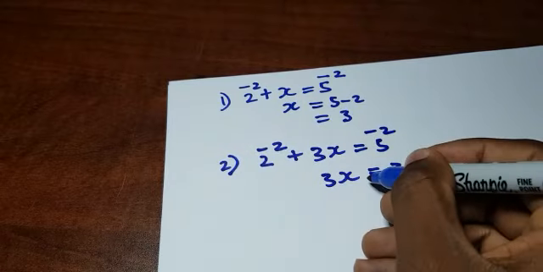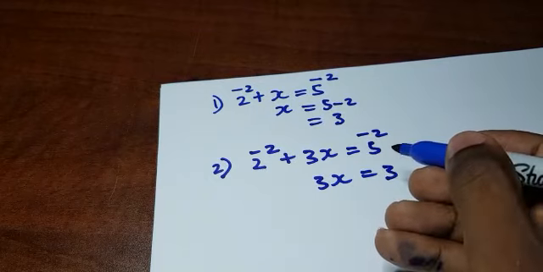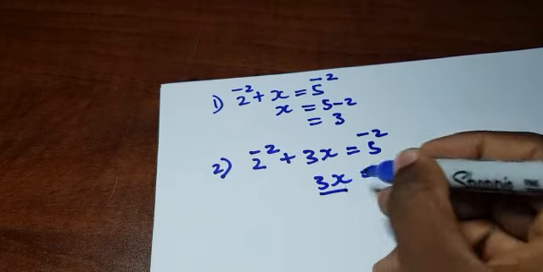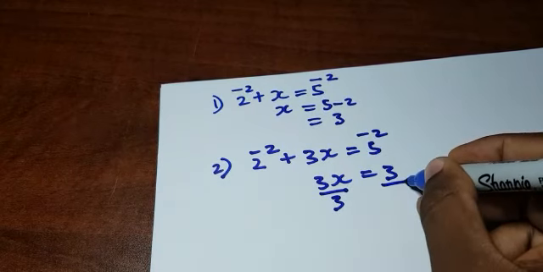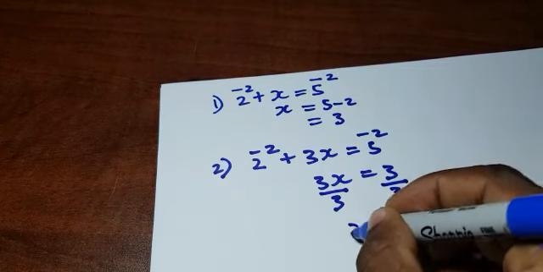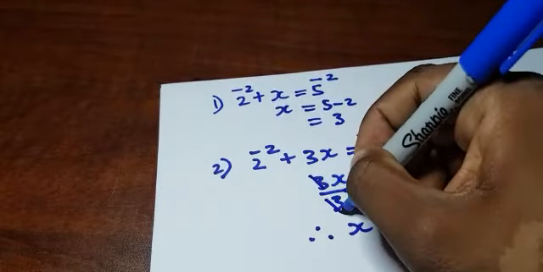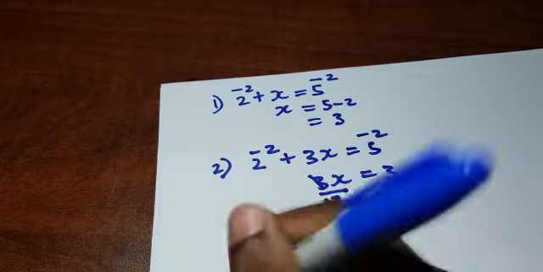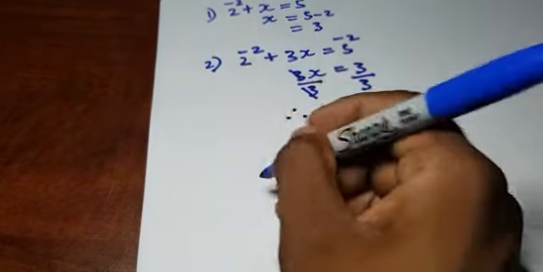Now this number beside the x, we need to remove it. So this is saying 3 times x. To remove the 3 from the x, we just need to divide by 3. But to balance the equation, we have to also divide the other side by 3. So now we have x is equal to 1. Cancel, cancel. 3 divided by 3 is 1. Okay, so let's look at another example.